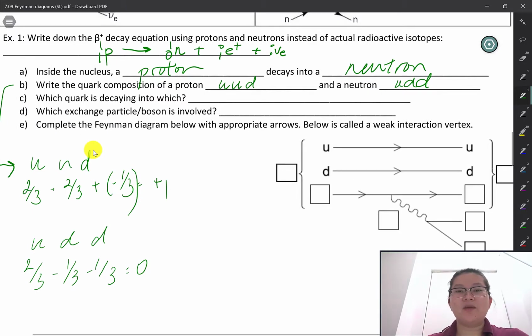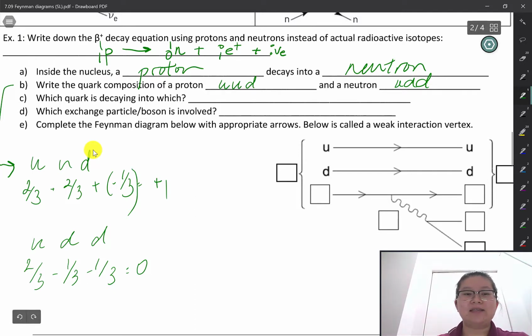Whenever you're looking at a Feynman diagram, we always want to figure out the path that involves the least number of possible interactions, because it will have the highest probability of happening. So when we look at a proton to a neutron, we want to figure out what is happening with the quarks. And we want to look at what is the least amount of change that needs to happen in order for an up-up-down quark combination to become an up-down-down.